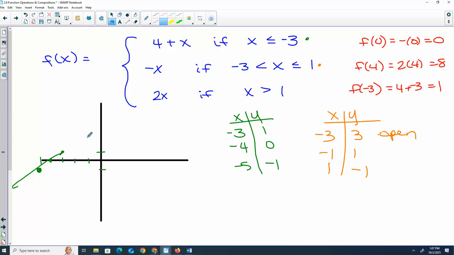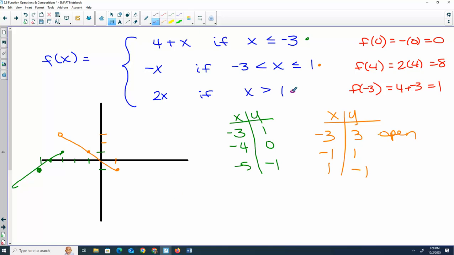So if I plot them, negative 3, 3 was open. Negative 1, 1. 1, negative 1. This one didn't keep going in either direction, so it's just a segment from here to here.